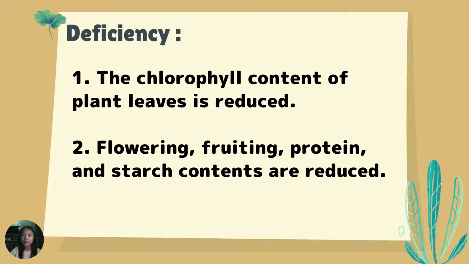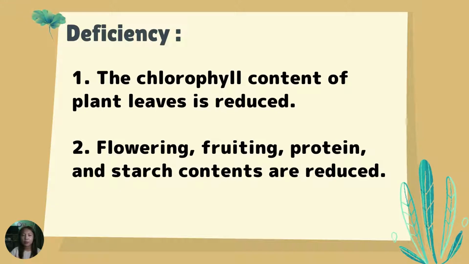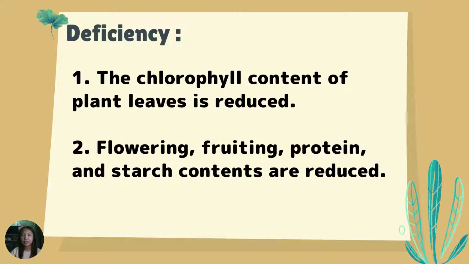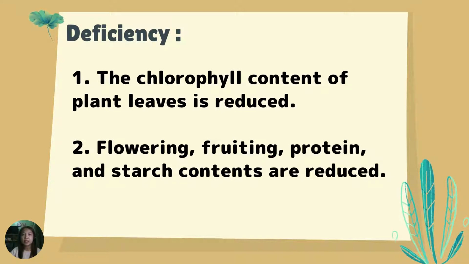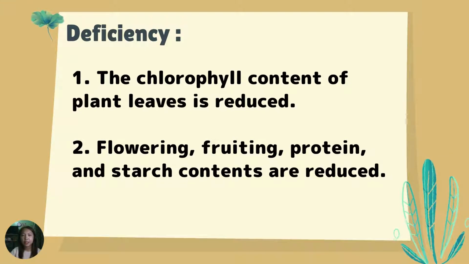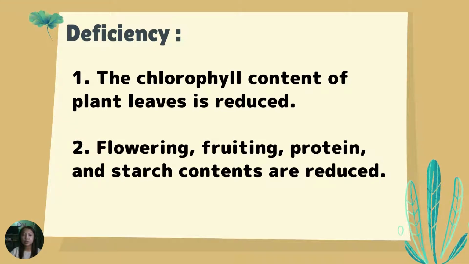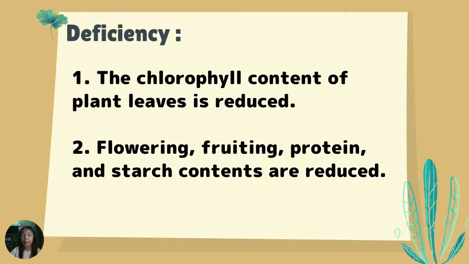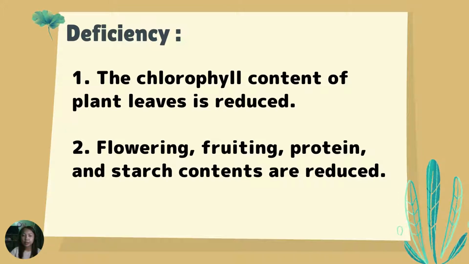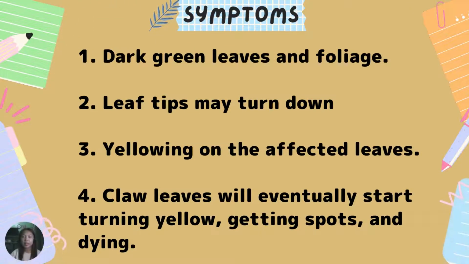To identify whether our plant is lacking nitrogen or there is too much nitrogen present, we have the following deficiency effects. First, the chlorophyll content of plant leaves is reduced. If your plant is not that green in color, there might be a deficiency in nitrogen. Flowering, fruiting, protein, and starch contents are reduced: fewer flowers or fruits, and protein and starch present in a very small quantity only.